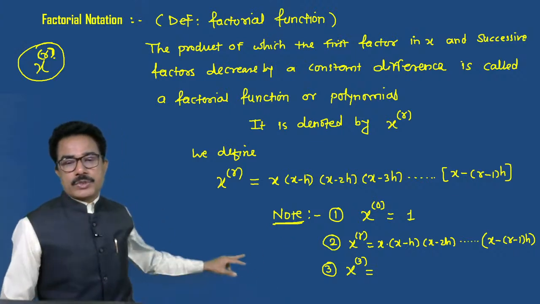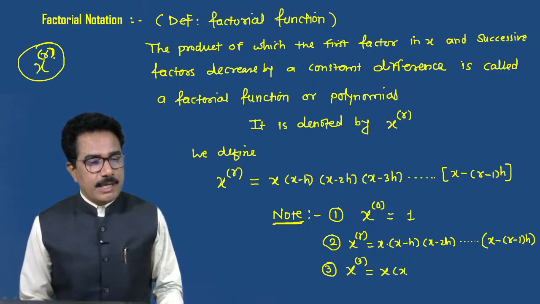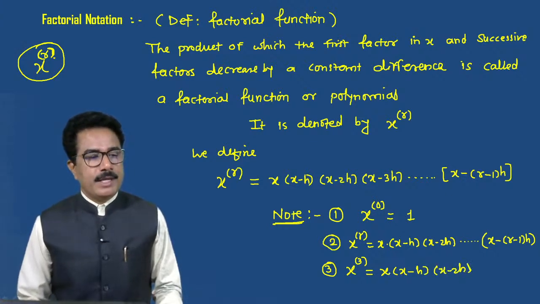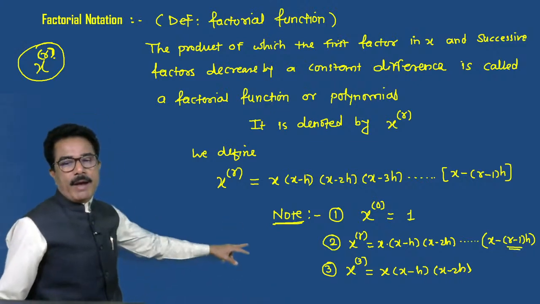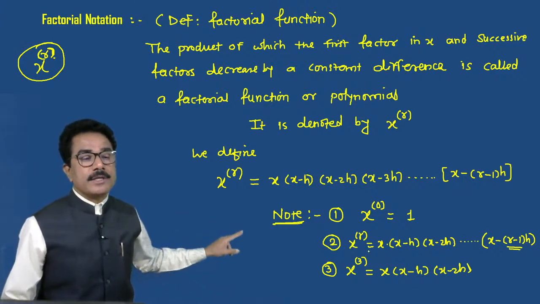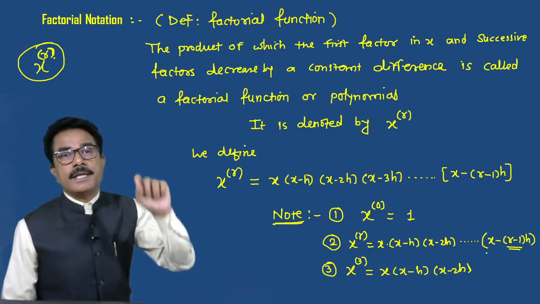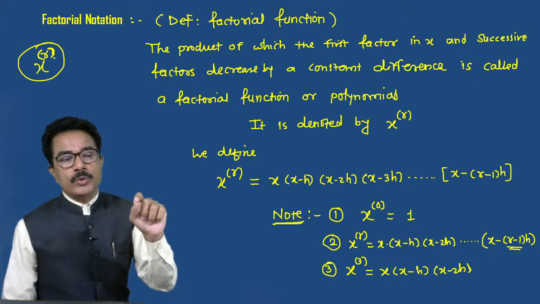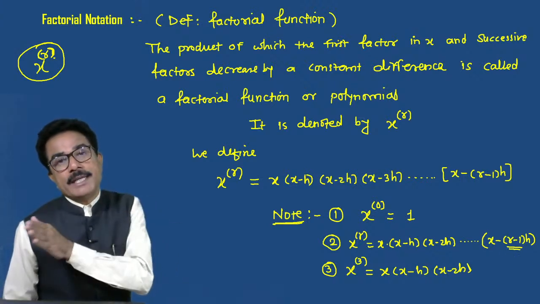x raised to 3 factorial means x, x minus h, x minus 2h. Up to where should we take r? r minus 1, x to the power r factorial. If there exists x raised to r factorial, then we have to write the decreasing factors up to x minus r minus 1. Write decreasing factors up to r minus 1.